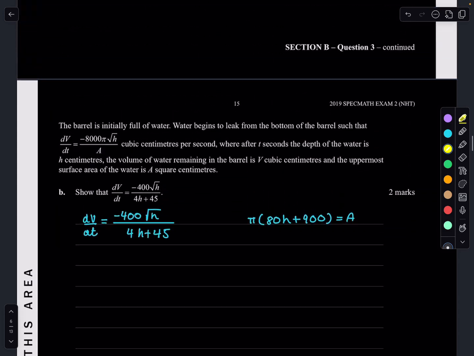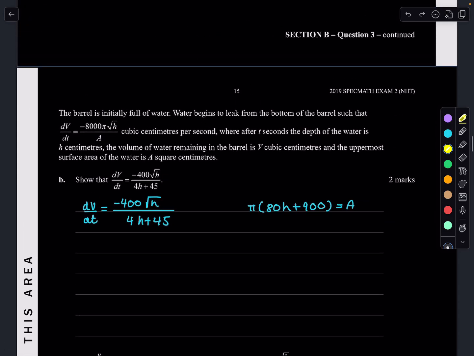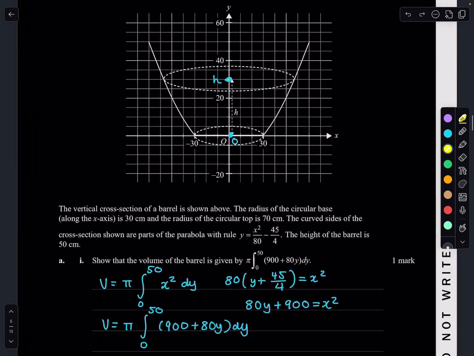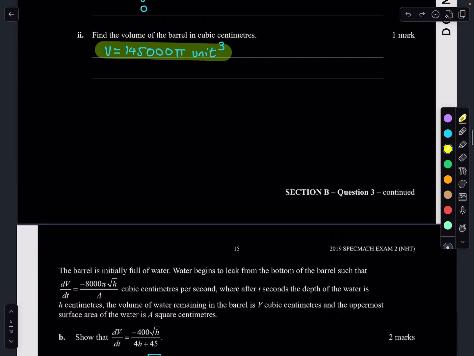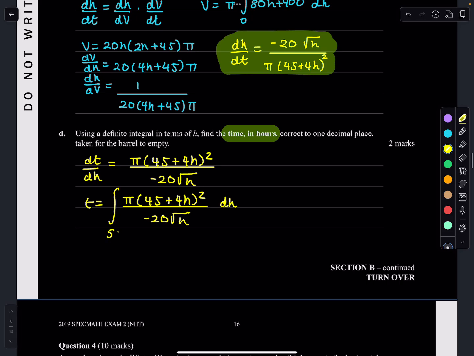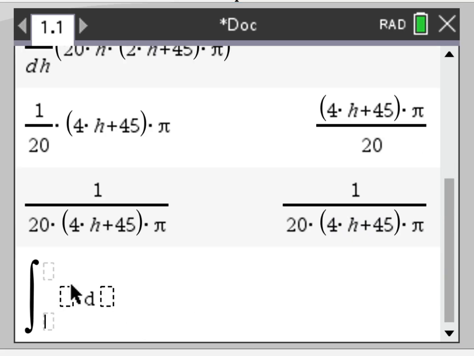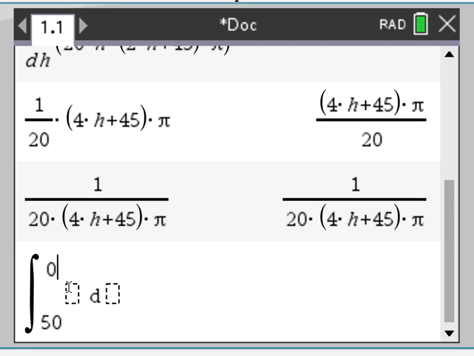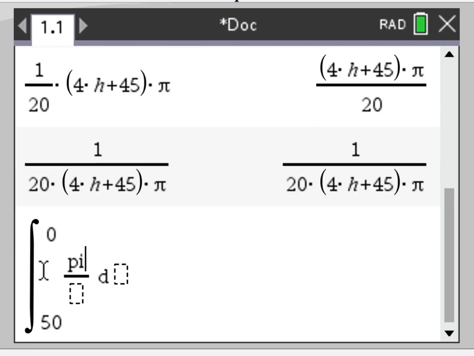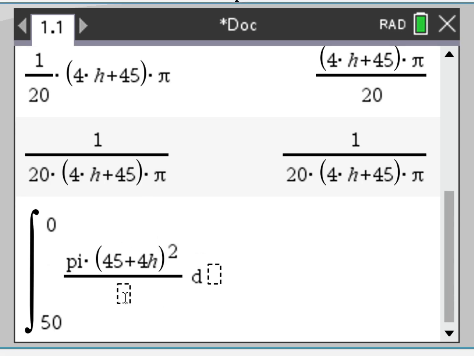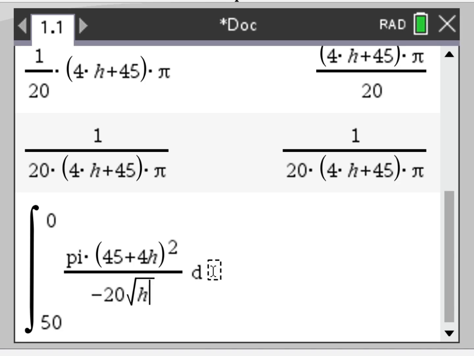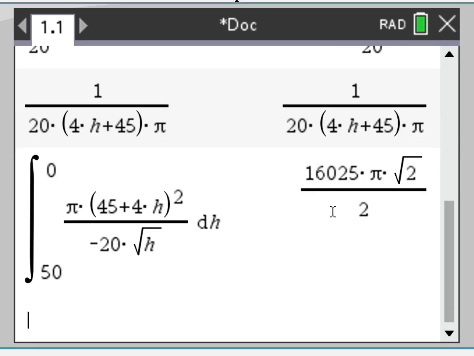So didn't we start with the barrel? Yep, the barrel was initially full. So if it was initially full, what was the height? Well, it would have been 50. So we're going from 50 to the height of 0, because it's going to be empty, and so we can put this in our calculator. Let's do that and let's evaluate this. 50 to 0, pi times 45 plus 4h squared over negative 20 root h dh, and so equals, control enter this value over here.